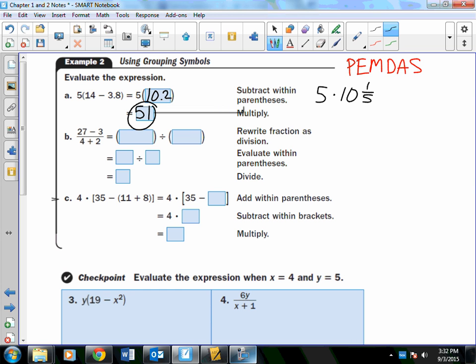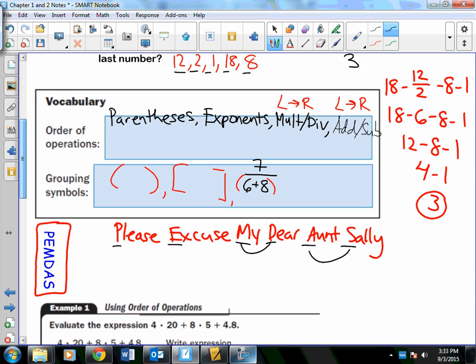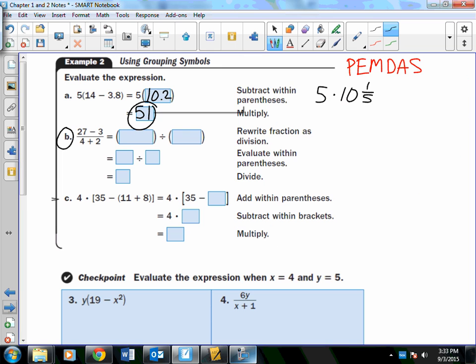So I picked it because it was doable. This one right here, B, is a great example of what I was talking about with that other unique grouping symbol back here. Whenever I have a fraction division bar, I'm grouping the top and bottom first. So this is really saying I need to do 27 minus 3 grouped together first, and 4 plus 2 grouped together first as well. 27 minus 3 is 24. 4 plus 2 is 6. Now once I've simplified them, then I can divide and get 4.